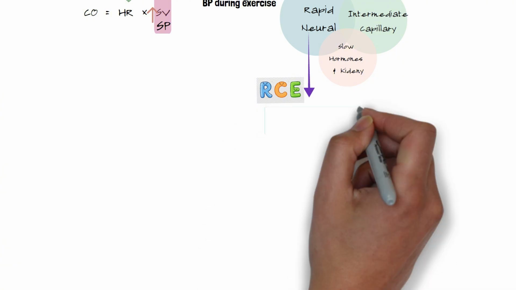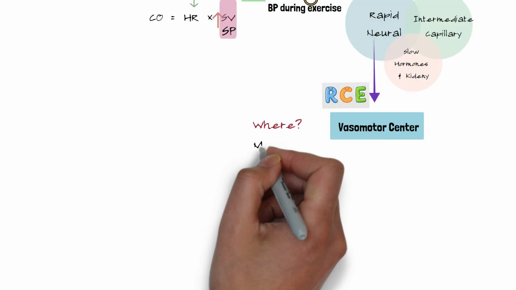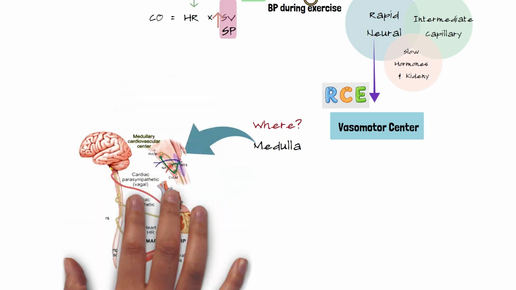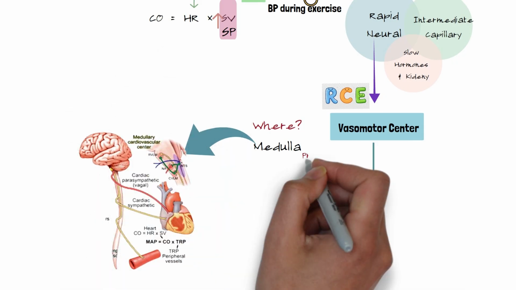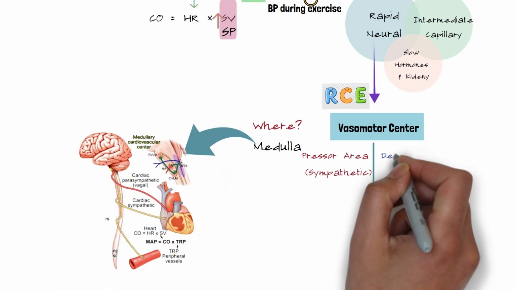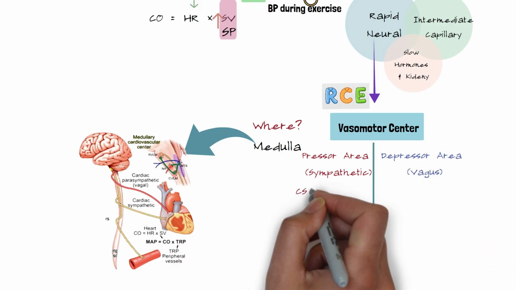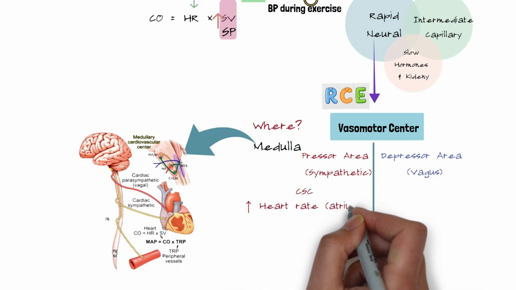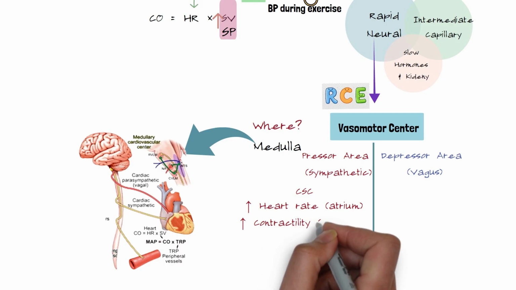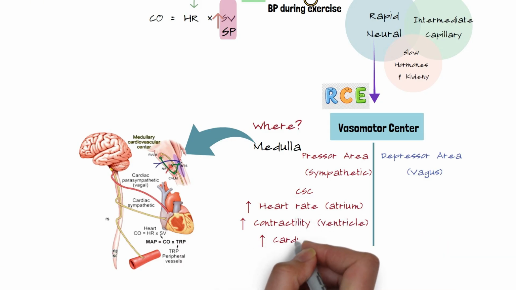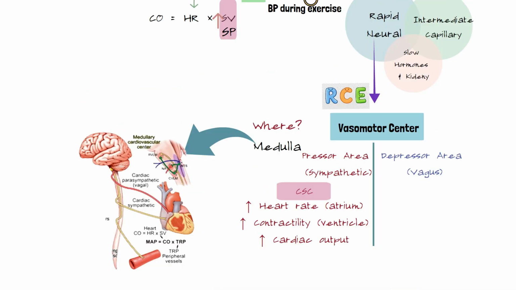The rapid neural regulation, we talked about the centers and receptors. We have vasomotor centers, which have two areas. The pressor area has a cardiac stimulatory center, sympathetic to atria and ventricles to increase the rate and the contractility. The vasoconstrictor is sympathetic to artery and vein to increase the resistance and the venous return.